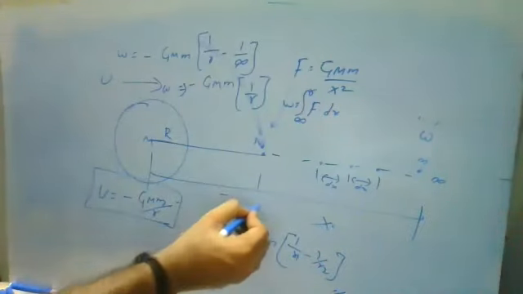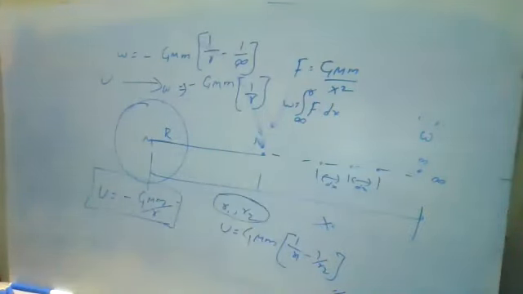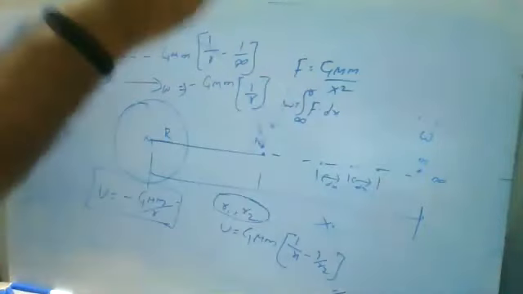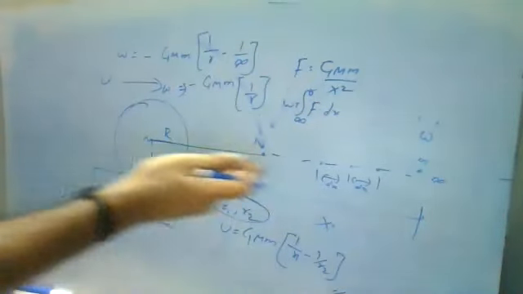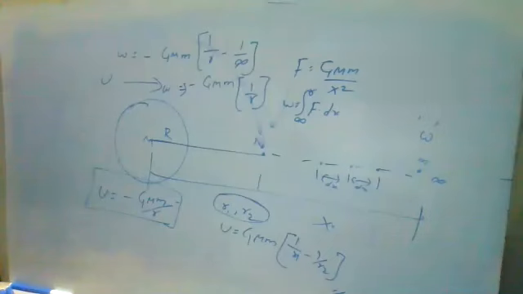So this is the relation when there are some radii. Suppose it is at infinity location, then it will be 0, and the relation is minus GMm by r. Remember the two relations. Remember these two. Clear?